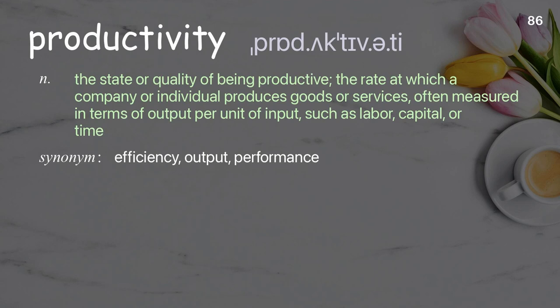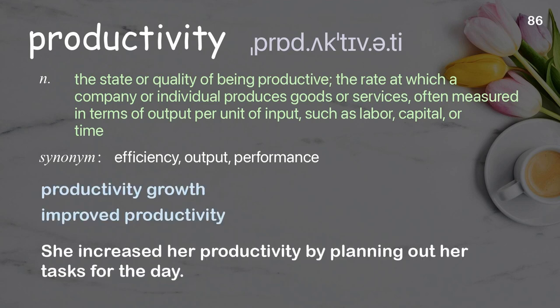Productivity. The state or quality of being productive, the rate at which a company or individual produces goods or services, often measured in terms of output per unit of input, such as labor, capital, or time. Examples. Productivity growth. Improved productivity. She increased her productivity by planning out her tasks for the day.